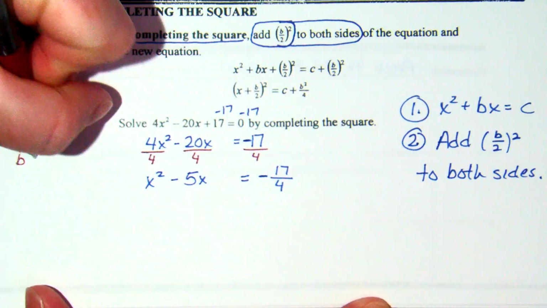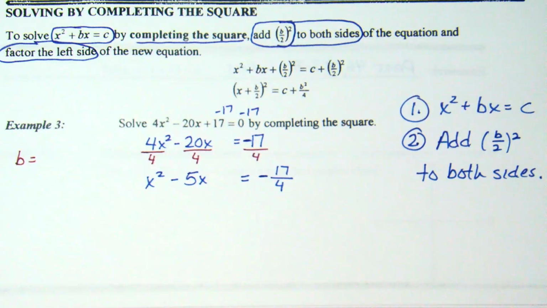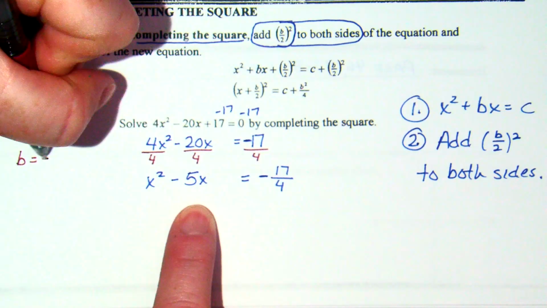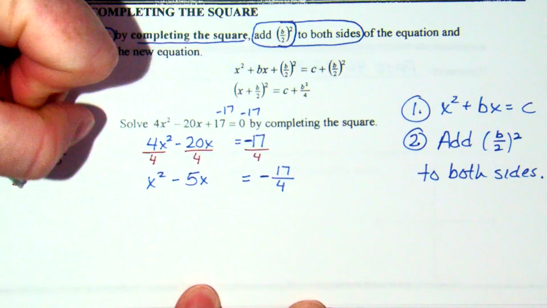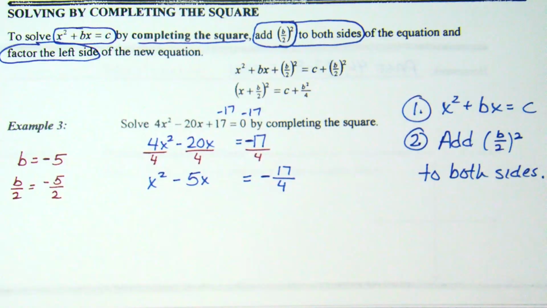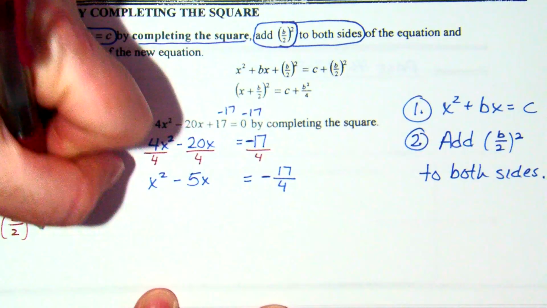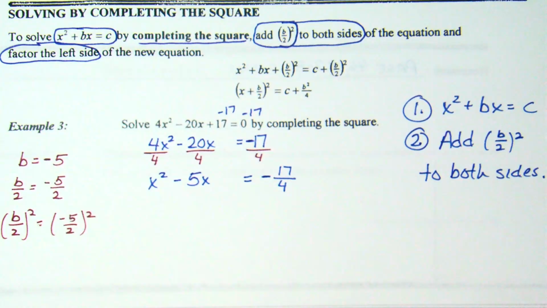I'm going to come over to the left here. What is b? B is negative 5. Okay. So what's b over 2? B over 2 is going to be negative 5 over 2. I'm taking this in baby steps. You get the swing of it, you'll do it all at once. And so then what else do I have to do? I have to do b over 2 squared. So that means I'm going to do negative 5 over 2 squared. What is negative 5 over 2 squared?